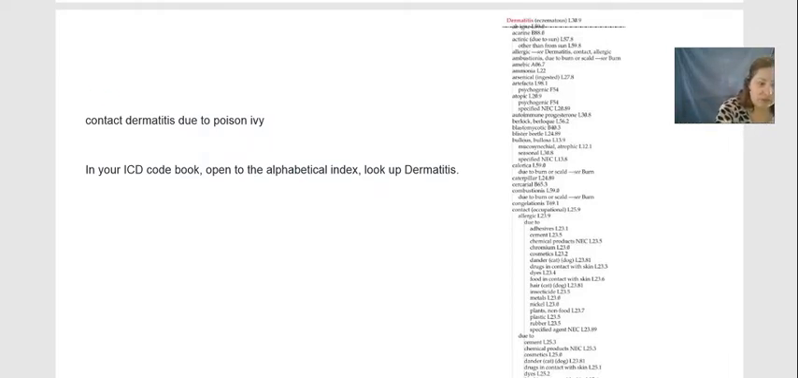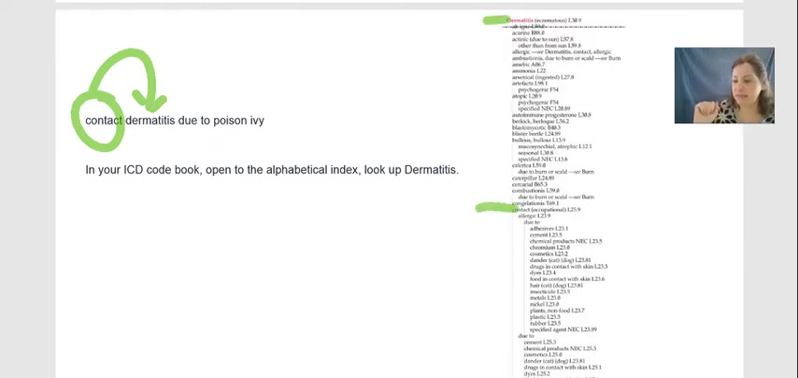Contact is an adjective describing the dermatitis. Dermatitis, and then when we get to dermatitis, we come down to contact, because that is what kind of dermatitis. You look at all, there's dozens of kinds of dermatitis here. We're going to go down to contact.